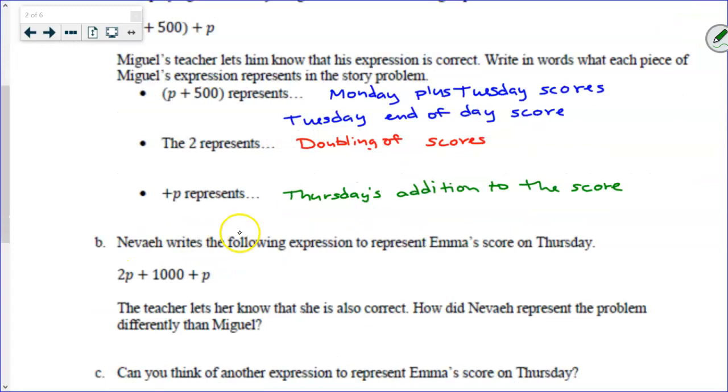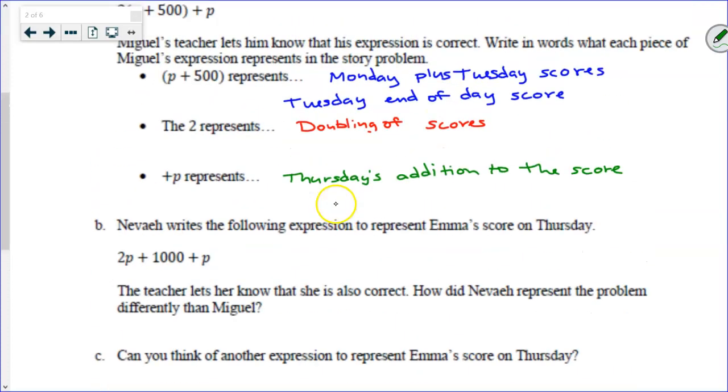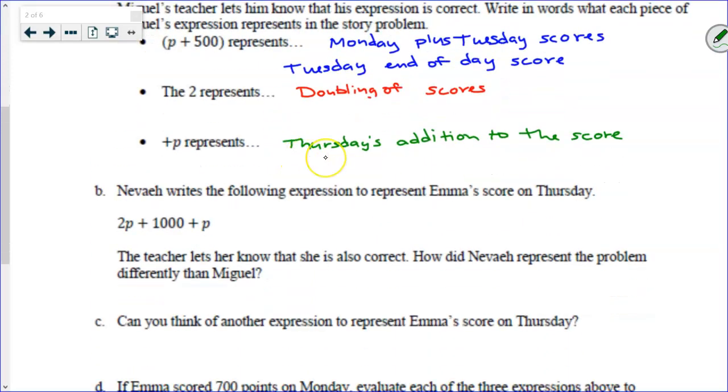So moving on, Nevaeh writes this expression to represent Emma's score on Thursday. The teacher lets her know that she is also correct. How did Nevaeh represent the problem differently than Miguel? They both have it correct, so how is Nevaeh representing it differently? Try and use words to describe what she's doing, as well as making those connections mathematically. Again, a discussion at your tables, and we're going to pause the recording while that discussion happens. Ready, set, go. I'm interested to hear about that.